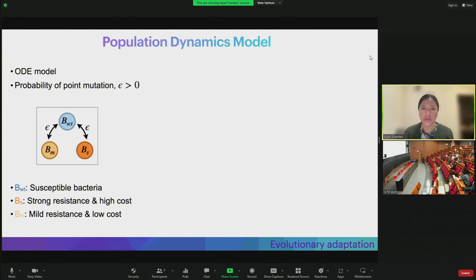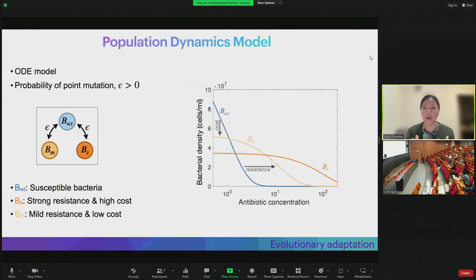To introduce this, I'm going to introduce a very simple and naive population dynamics model. First, we are going to see how a clonal population adapts to antibiotics. The way that we are going to model adaptation to antibiotics is through a mutation. We are going to have a wild type, a susceptible population, which is this BWT. And then this susceptible population is going to have two avenues to become resistant. It could be very strongly resistant at a very high cost, or mildly resistant at a low cost. This is how they are going to be seen in terms of the model.